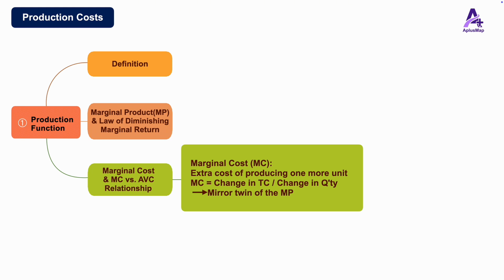in our case. And just like marginal product, there's a way to calculate it, right? Change in total cost divided by change in quantity. Spot on. Change in total cost over change in quantity. And you called it the other side of the coin. It's often seen as the mirror twin of marginal product. They're inversely related. How so?